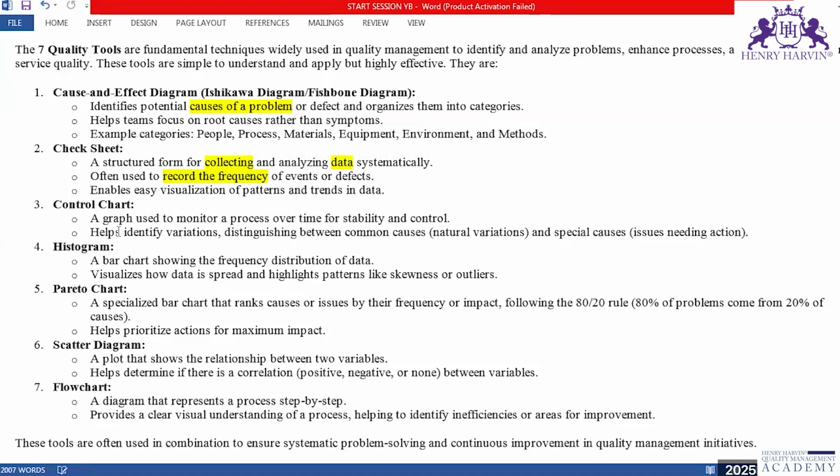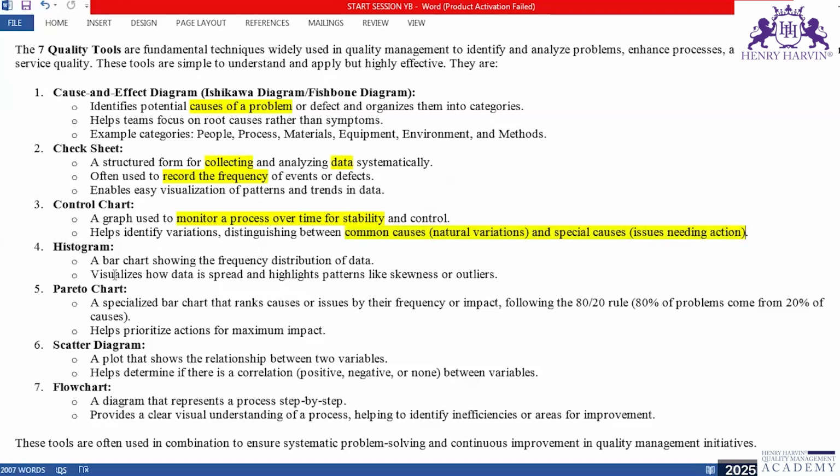Perfect. Control chart, a graph used to monitor a process over time. So basically, I'm using it for stability and control. I'm using this to monitor a process over time for stability. So I want to monitor if the process is stable. Identify the variation, distinguishing between common cause, which is natural variation, and special cause, which is an issue needing action. So we can do some action on them.